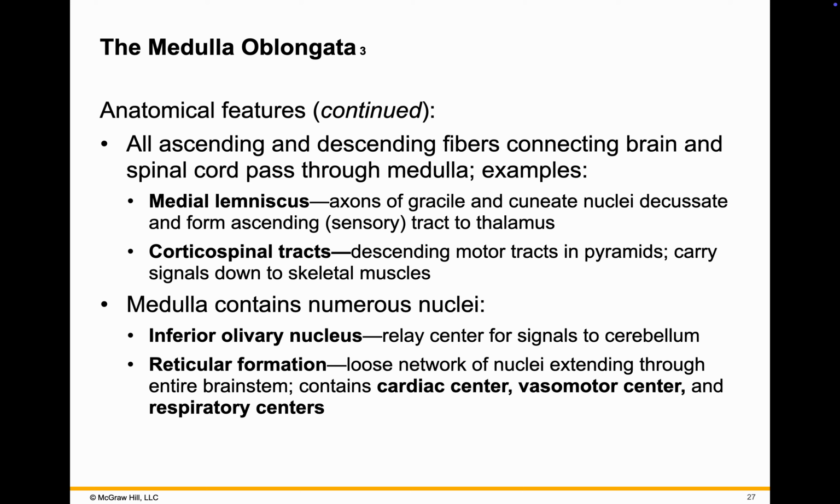and the corticospinal tracts. The medulla contains numerous nuclei, including the inferior olivary nucleus, which is a relay center for signals to the cerebellum. The reticular formation is a loose network of nuclei extending through the entire brain stem, containing things like the cardiac center, the vasomotor center, and the respiratory centers.